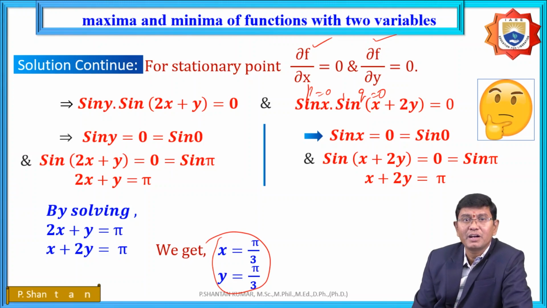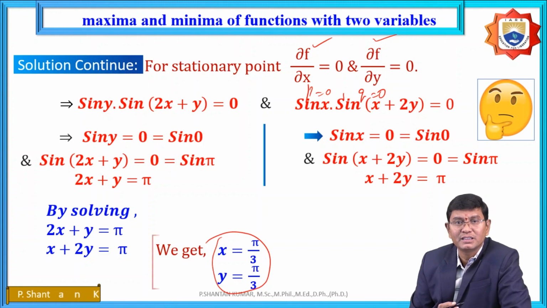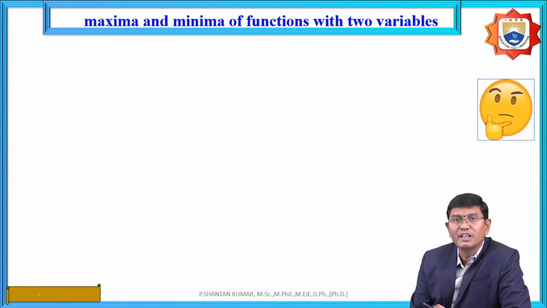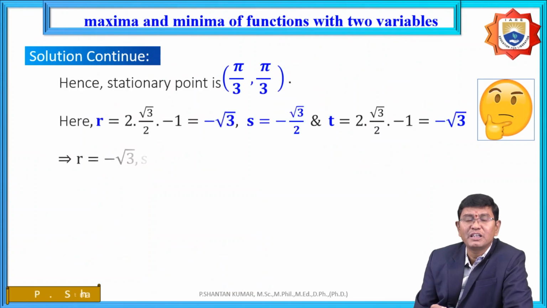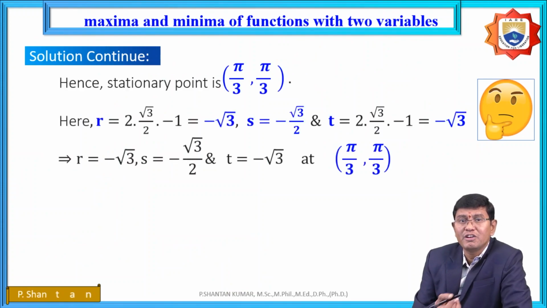Any type of trigonometric function lies in between the limits 0 and pi. By solving that, we obtain some other points also, but we need to consider these two stationary points as important to our consideration. That is pi by 3, pi by 3. And this pi by 3, pi by 3 we need to substitute in r, s, t, whatever we obtained previously.